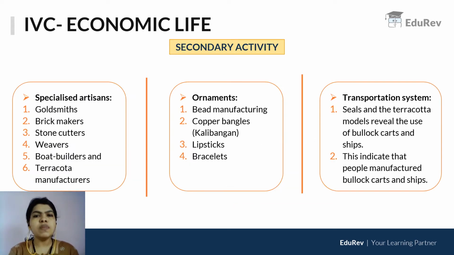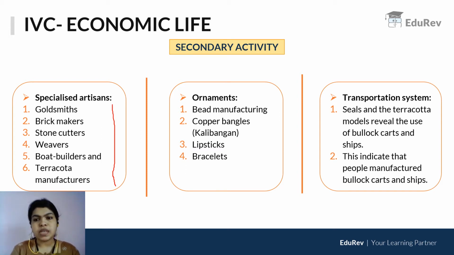Secondary activity. What do you mean by secondary activity? Some manufacturing has been going on; that is what you call secondary activity. Specialized artisans engaged in activities such as being goldsmiths, brick makers, stone cutters, weavers, boat builders, and terracotta manufacturing, and whatever else has been given in the list, take a look at it. Also bead manufacturing, seal manufacturing, and they manufactured bronze sculptures. These come under secondary activity because all of it is manufacturing or production of a certain good or commodity.